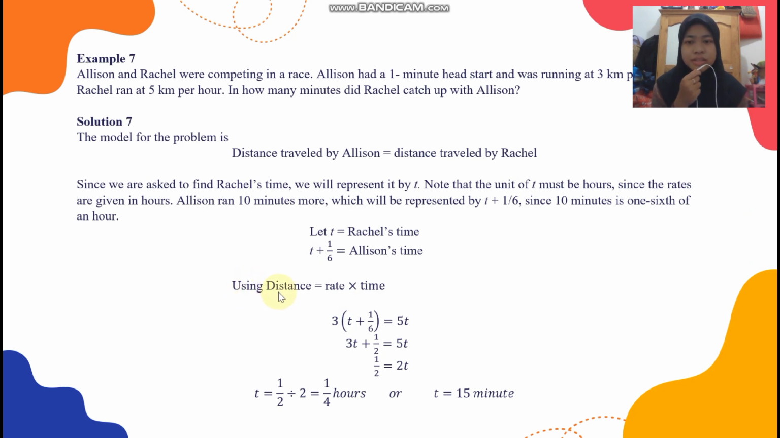And using this, distance equals rate times time, so 3 times (t + 1/6) equals 5t. 3t + 1/2 = 5t, and 1/2 = 2t. t = 1/4 hours, or t = 15 minutes.